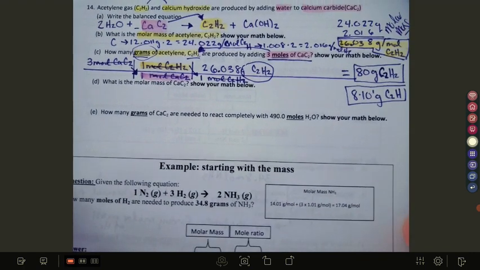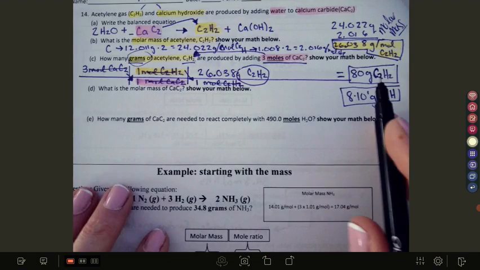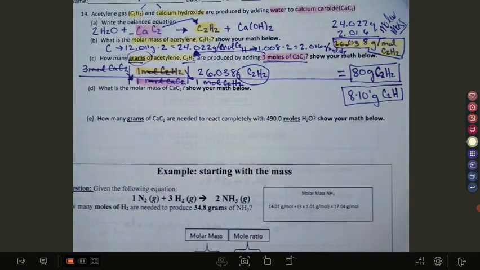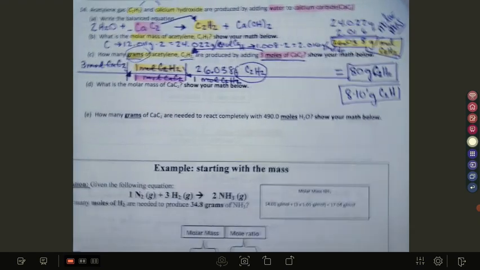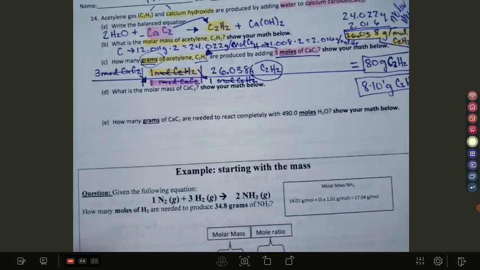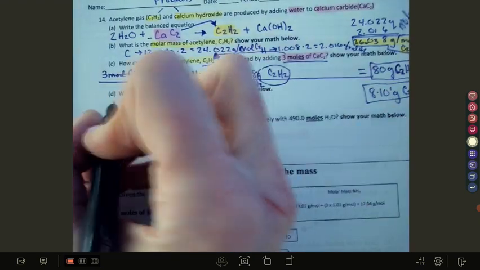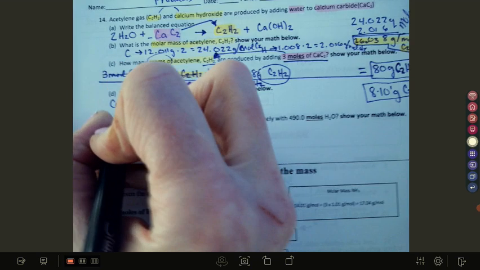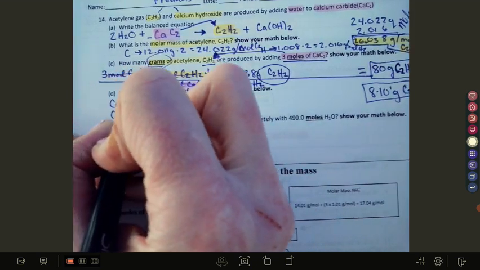All right, so 14, we ended with 80 grams of dicarbon dihydride. So what is the molar mass of calcium carbide? We're just going to add 1 part calcium to 2 parts carbon.